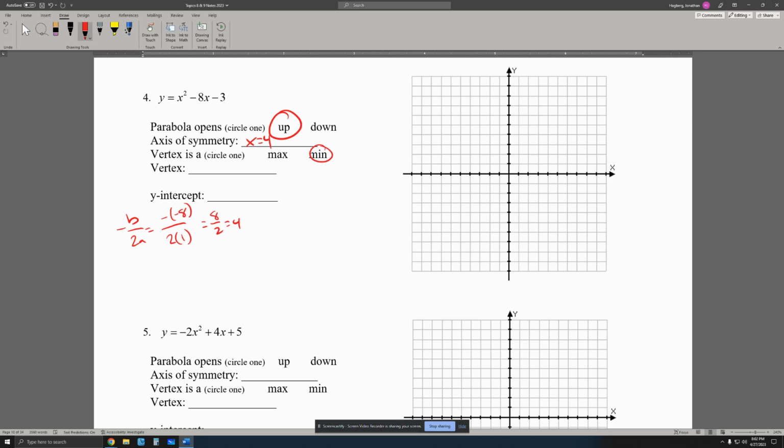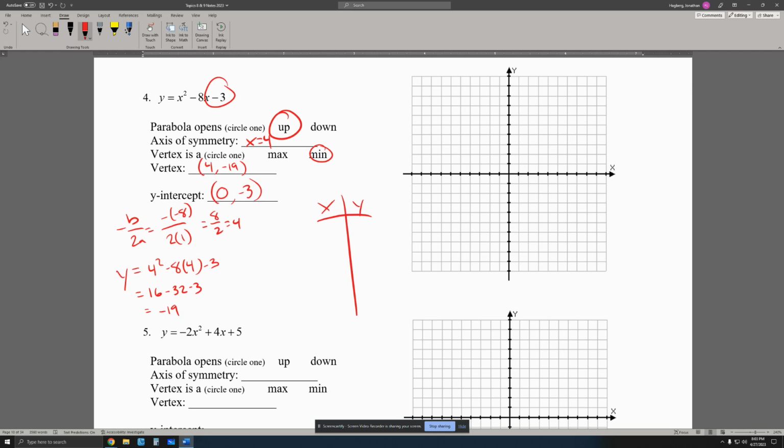Because this opens up, our vertex is a minimum. And then our vertex, plugging in 4 for x, we can solve for y. y equals 4 squared minus 8 times 4 minus 3. We get 16 minus 32 minus 3, which is equal to negative 19. So our vertex is 4, negative 19. Our y-intercept, if you've been noticing the pattern, it's just that constant term in standard form, so we have 0, negative 3. Let's go ahead and create a table of values.